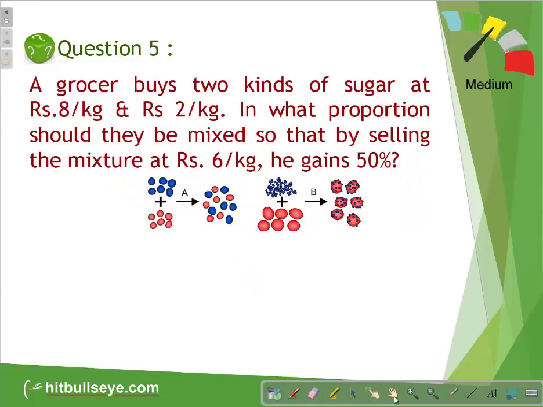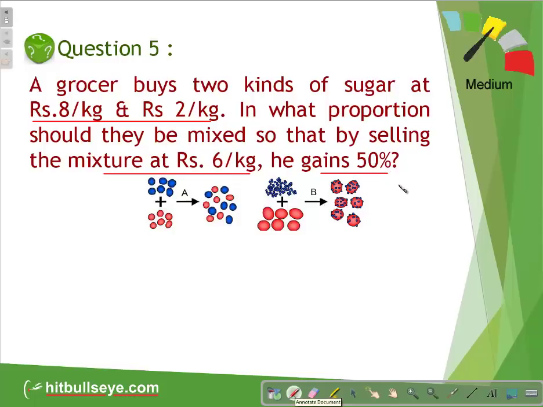This one. Now here, read carefully. Two kinds of sugars have been bought at the rate of rupees 8 and rupees 2, and then those have been sold at rupees 6, and there is a gain of 50%. Mind students, you cannot compare apples with oranges. You have to have the same unit into consideration.